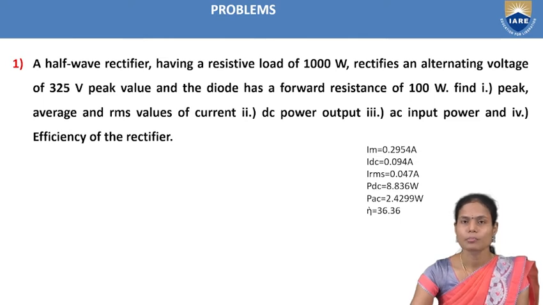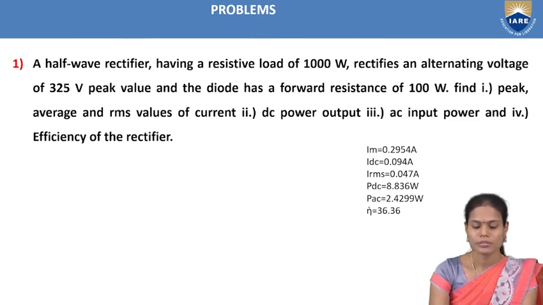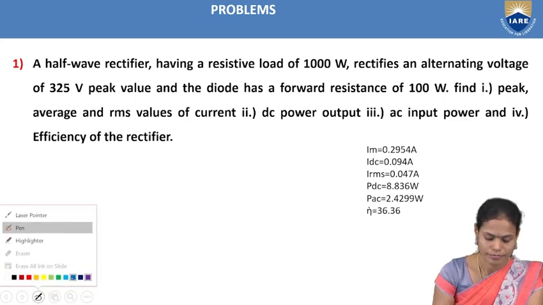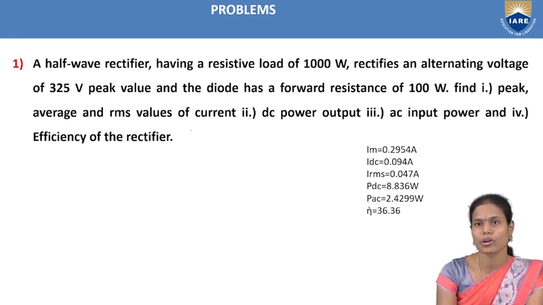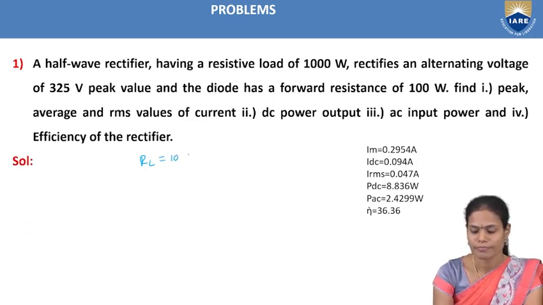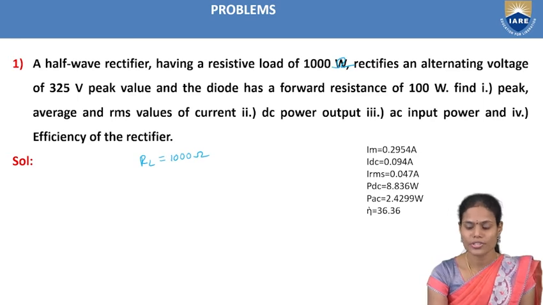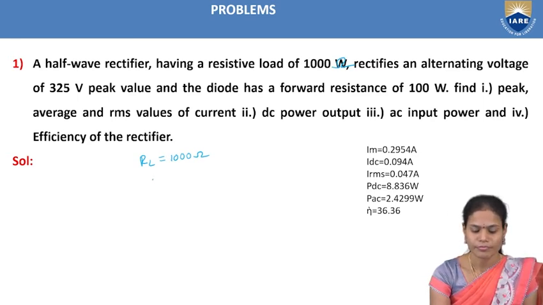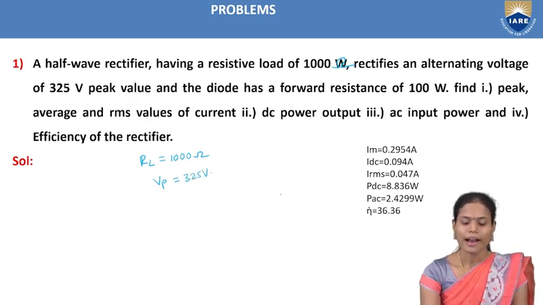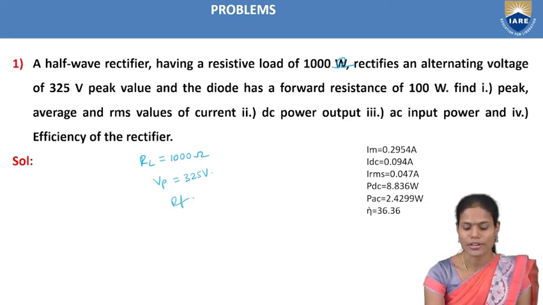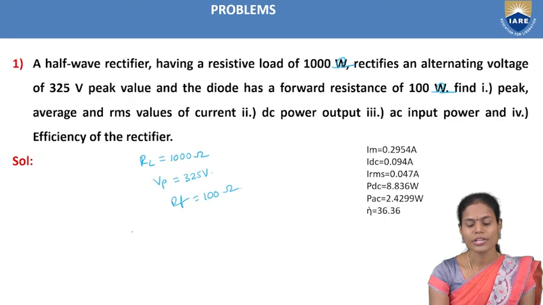So we will see one problem in the case of half wave rectifier. The given problem is: a half wave rectifier having a resistive load, that is RL equal to 1000 ohms, rectifies an alternating voltage, that is the primary voltage, of 325 volts peak value, and the diode has a forward resistance, that is RF, equal to 100 ohms. Find peak, average and RMS values of current.